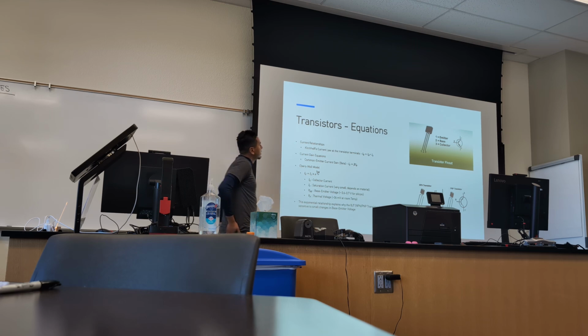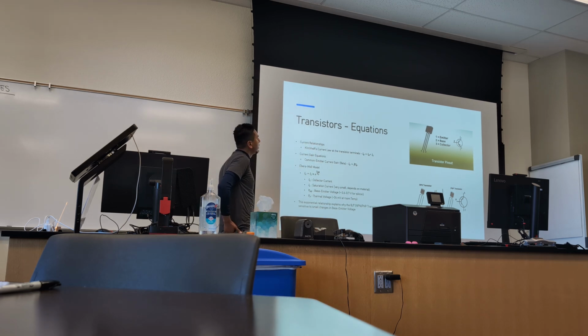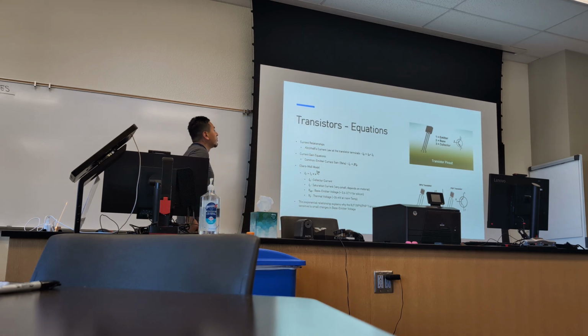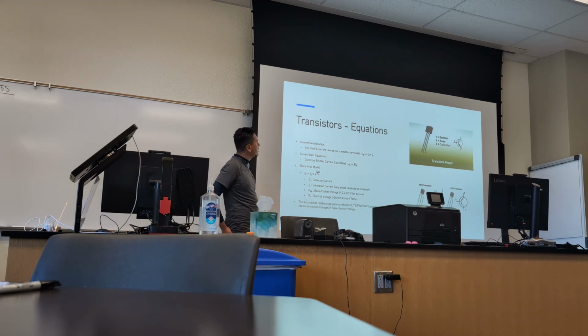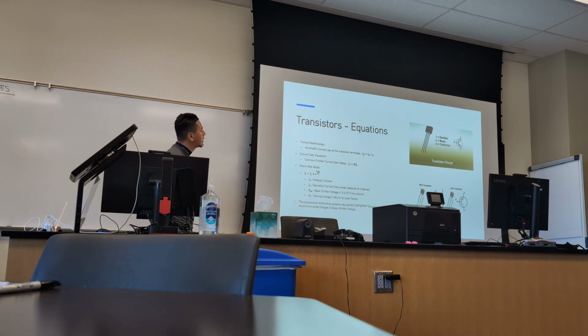I'm pretty sure you guys have seen this in physics. It's the current coming in from the emitter pin equals the current coming in from the base plus the collector pin. Some other stuff is current gain equations: the common emitter current gain, beta. This is practically just an equation to give you a ratio. It has no values on it.